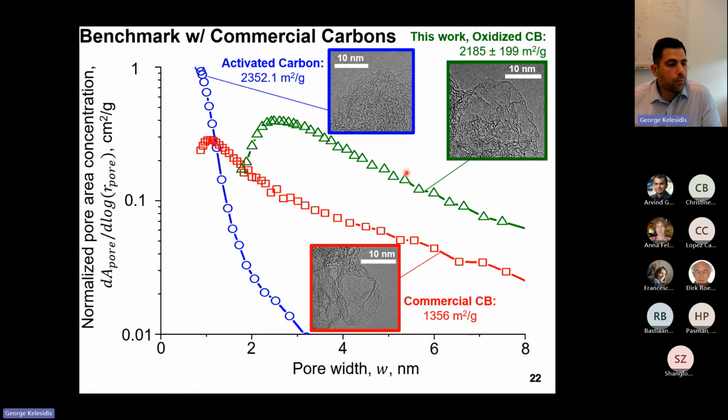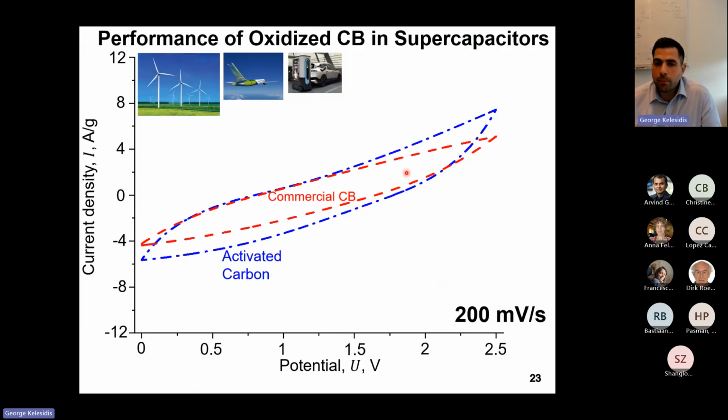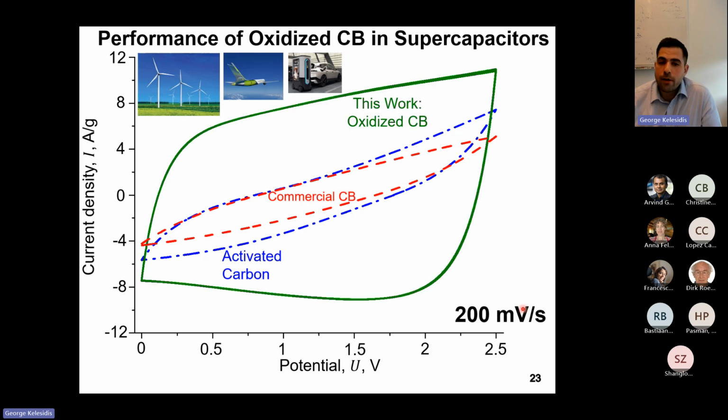And to further prove this, we actually did cyclic voltammetry measurements at the conditions that I showed you before, so at 200 millivolts per second, using this time the oxidized carbon black that we produced here. So the cyclic voltammogram that we obtained using this oxidized carbon black retains its rectangular shape even at these large scan rates that are relevant for wind turbines, hydrogen-based aircrafts, hybrid and electric cars.